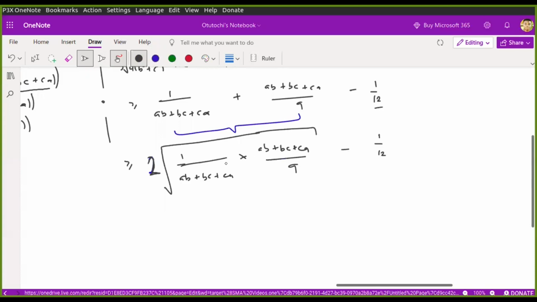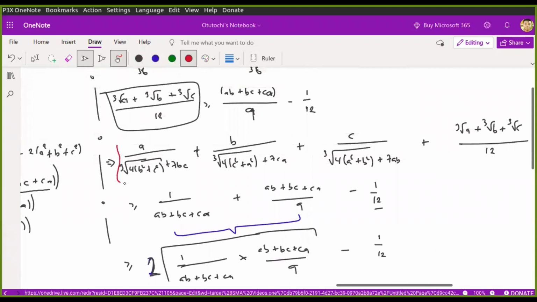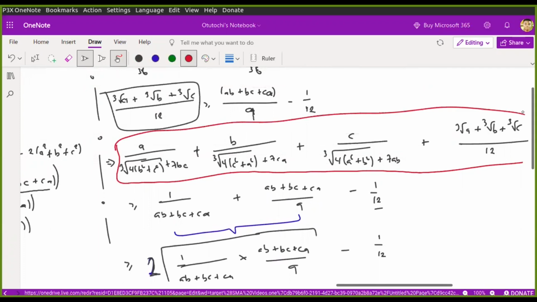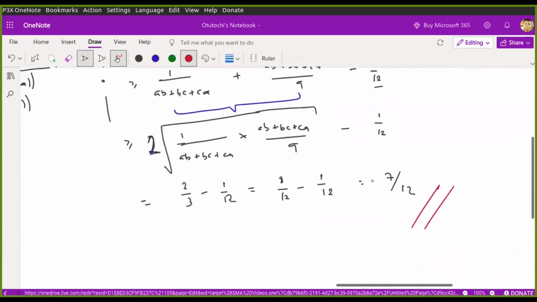So this cancels this. We are left with 1 over 9 under the square root. Square root of that is 1 over 3. So this will be equal to 2 over 3 minus 1 over 12. Of course, 2 over 3 is equal to 8 over 12. So we have 8 over 12 minus 1 over 12, and that gives us 7 over 12. Right? So I've been able to prove that this is greater than or equal to 7 over 12, which is what we are asked to do.